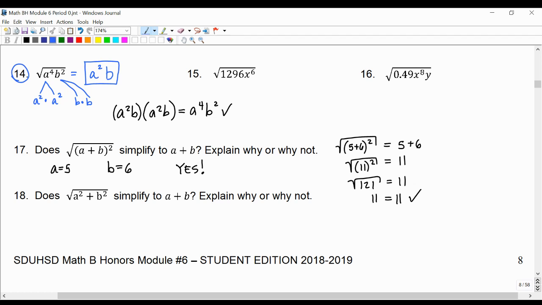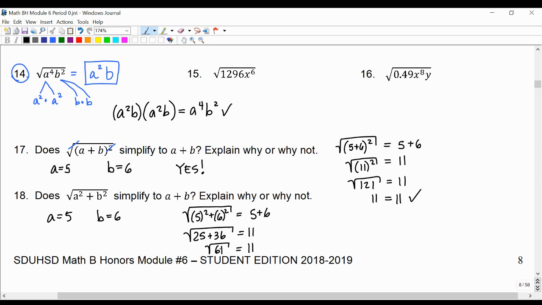And if we think back, we can see that in fact the square root and the square cancel. On 18, though, the subtle but big difference is that there aren't parentheses here. And so we'll pick values again. We'll use the same ones, in fact. It would be 25 plus 36. And that would be the square root of 61.